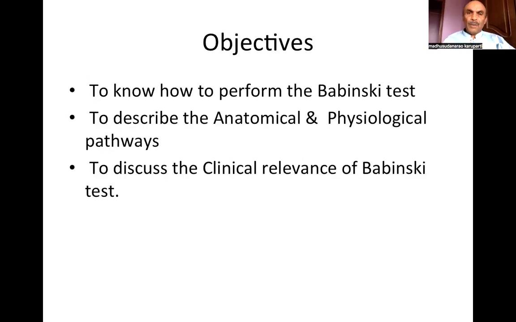Well, the objectives of today's lecture are to know how to perform the Babinski test, which I already told you, to describe the anatomical and physiological pathways, to try to understand these anatomical pathways, and to discuss the clinical relevance of Babinski test. Okay, let us go about it.